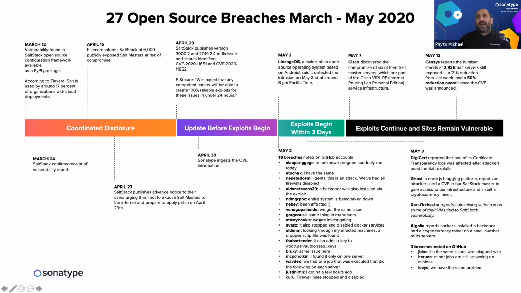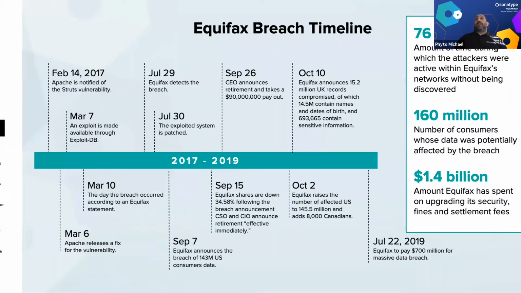What they basically did was exponentially increase over that 3-month period. Specifically look at May the 2nd. There were 18 breaches just on GitHub accounts from May the 2nd. And that carried on, obviously, it still carries on today. And there's no let up from this. There's no decrease in what we're seeing. What we're seeing is an extended timeline.